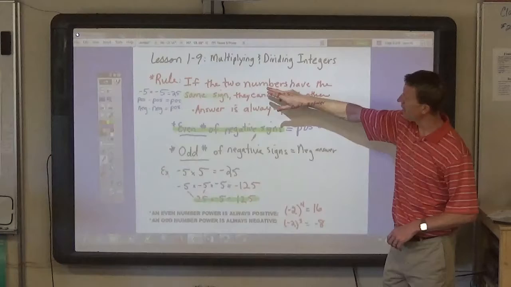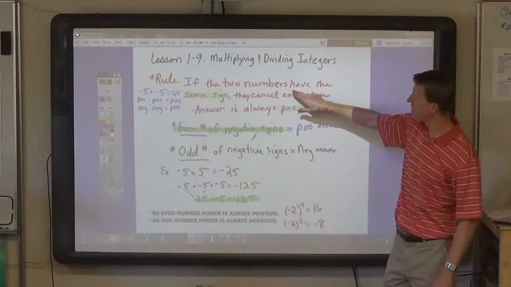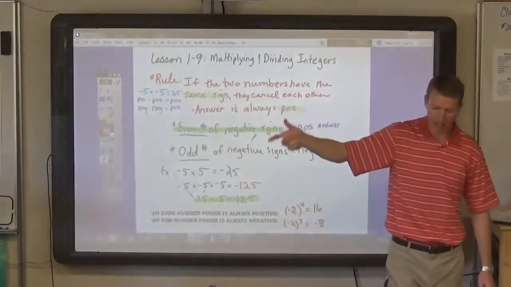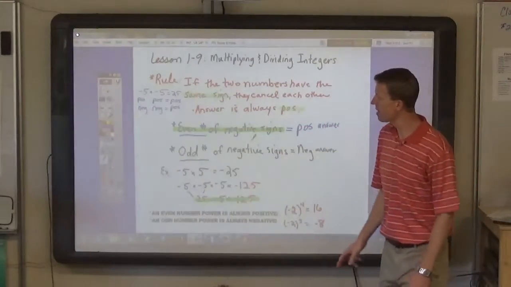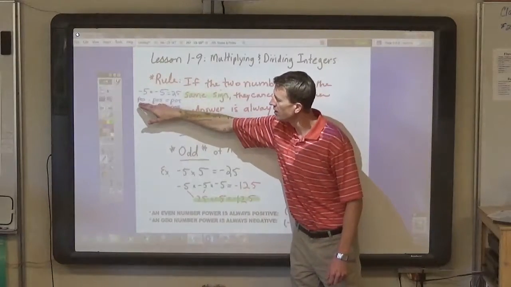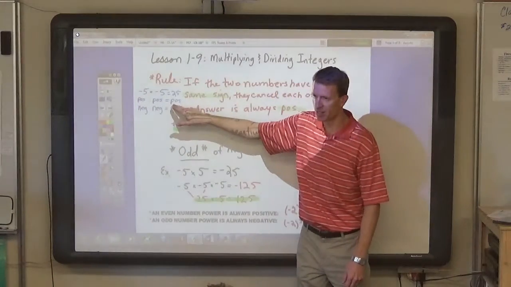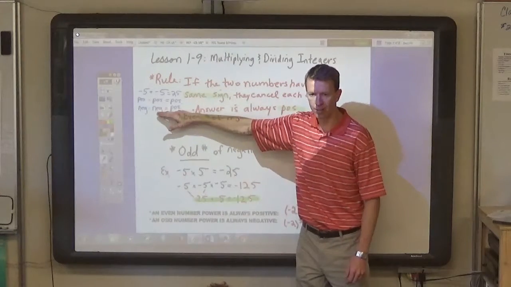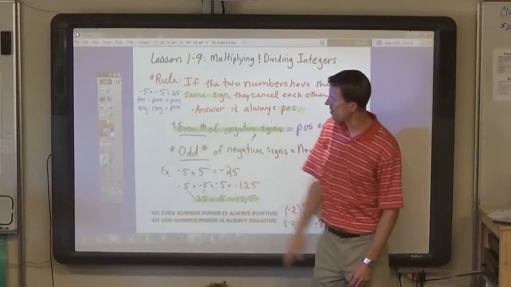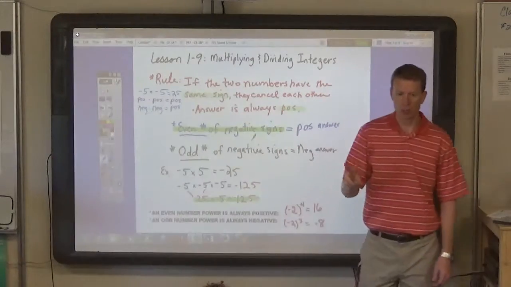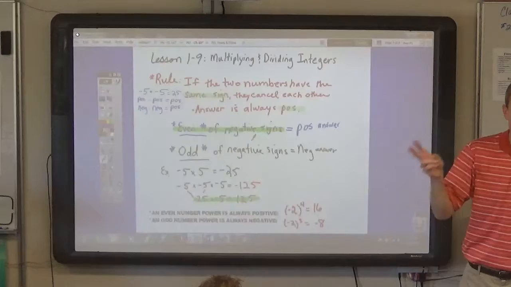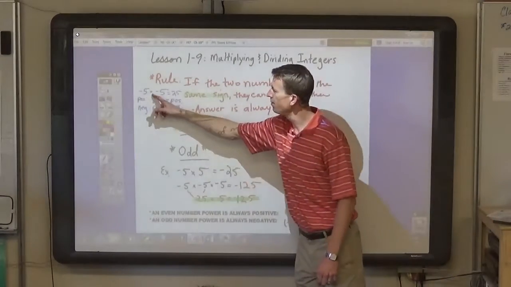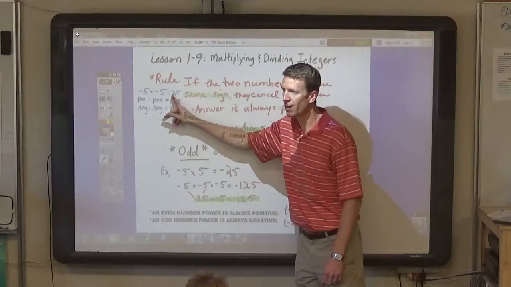The rule: if you have two numbers and they have the same sign, that's referring to a positive sign or a negative sign. If they're both positive, such as positive times a positive is a positive, or if they're both negative, negative times a negative, that also equals a positive. Two negatives multiplied together always equal a positive answer. So negative 5 times negative 5 is 25.